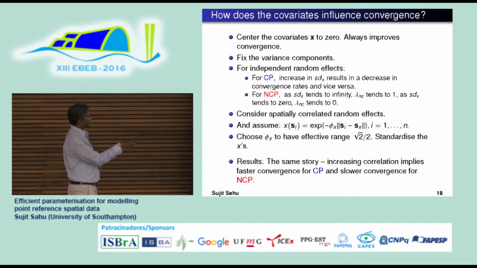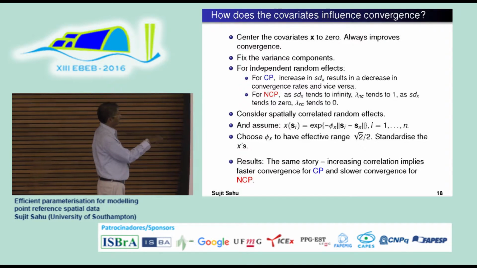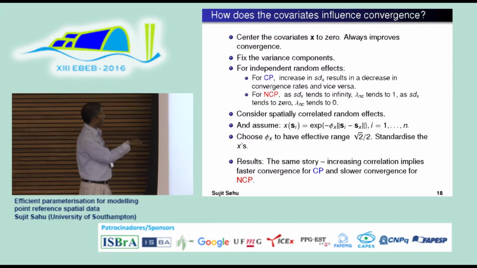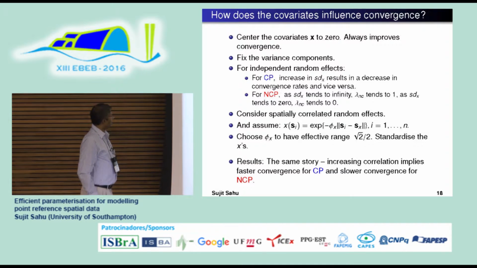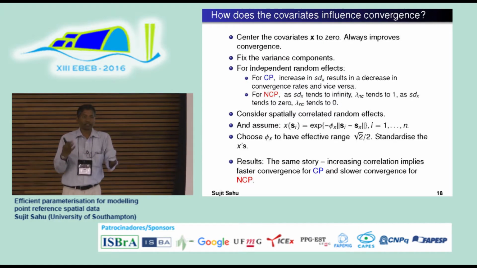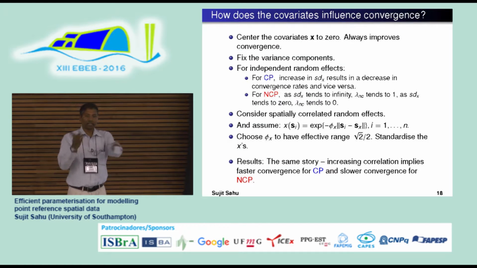For CP, the increase in the standard deviation results in a decrease in convergence rates. And for NCP, as SDX tends to infinity, the lambda NC tends to 1. As SDX tends to 0, lambda NC tends to 0 as well. So that's kind of strange, but easy to understand. As you increase the SDX, that's what the design people will tell you.